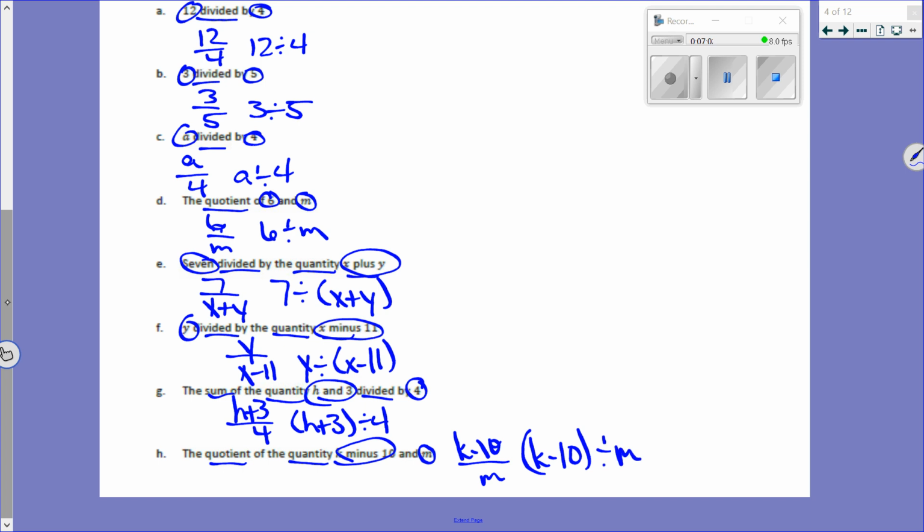So a couple things I hope you guys noticed. Which one did I start with as I was doing this? Fraction. Any idea why I started with the fraction first? So that you know how to do the equation. Yes, especially when it comes to the parentheses pieces.